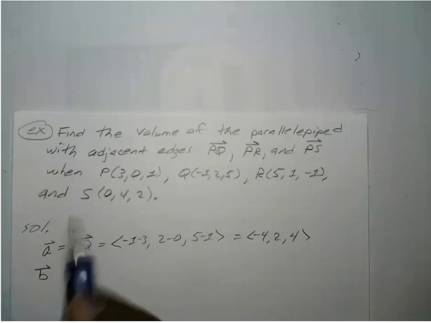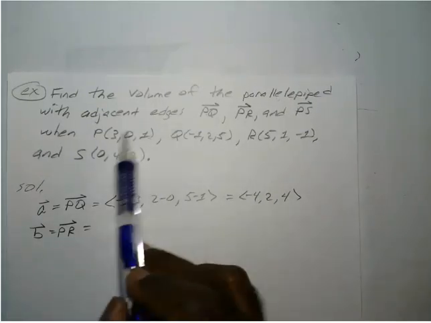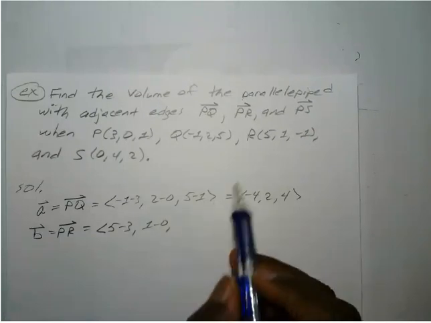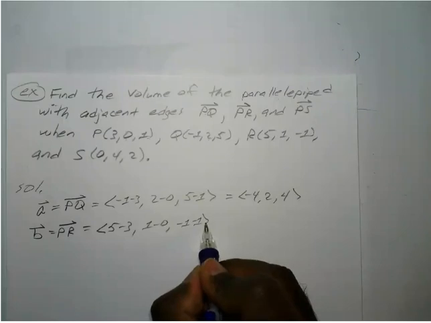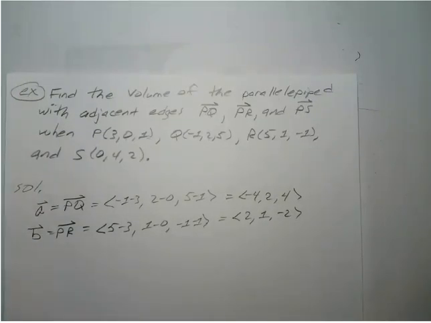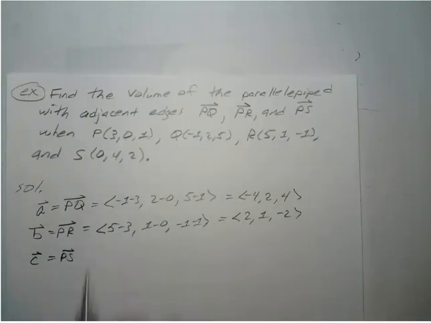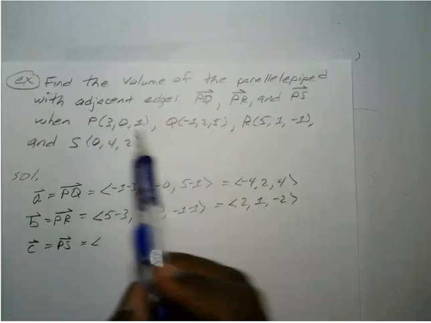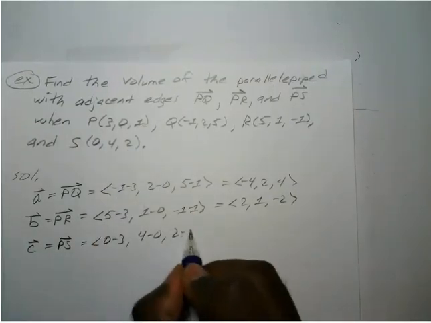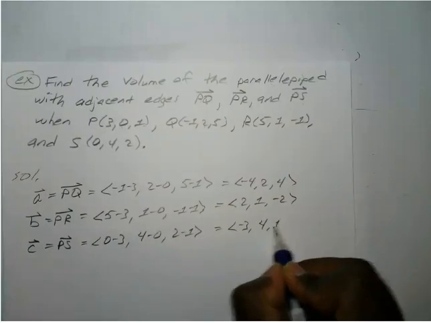Okay, we're going to do the same thing for P to R. From P to R, we have 5 minus 3, 1 minus 0, and -1 minus 1. Leaves us with the vector 2, 1, -2. Okay, so the C vector, that's going to be from P to S, which is 0 minus 3, 4 minus 0, and 2 minus 1. Which is equal to -3, 4, 1.